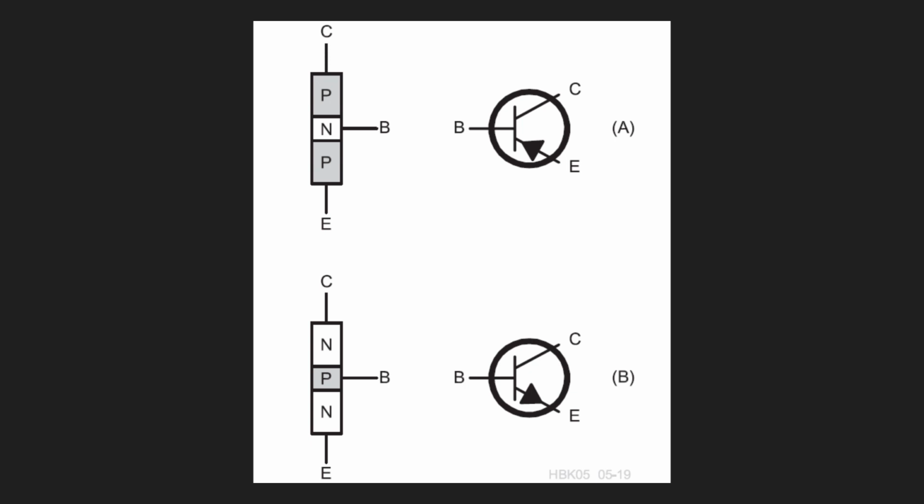So we have an NPN. If the N is in the middle, the arrow is pointing inward. If it is P, then the arrow is pointing outward. It is as simple as that. They may just give you a diagram and ask, what type of transistor is this? Or they may ask you to compare the transistor and the FET.